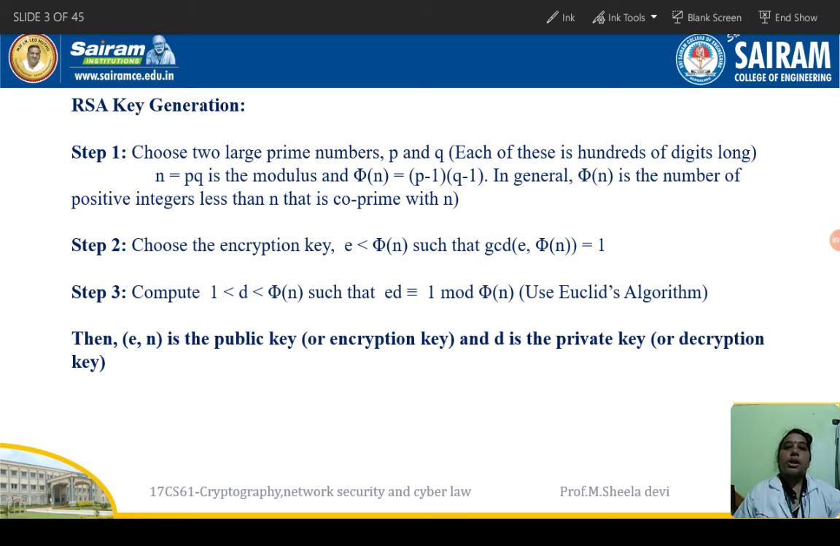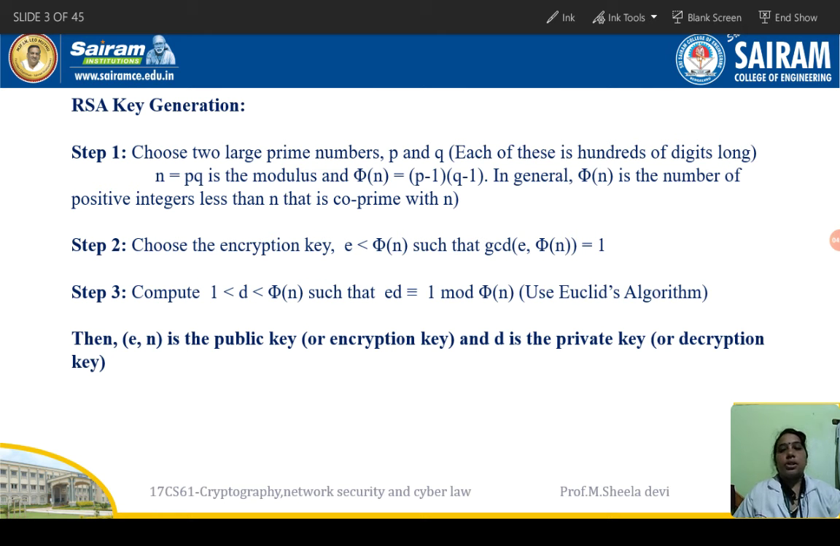Then the third step is to compute D. We have to now select another value called D. The condition is that D should be greater than 1 and less than phi of N. And one more condition is E into D is equal to 1 mod phi of N. What is the meaning of this? If you multiply D with E and divide by phi of N, the remainder should be 1. That is the second condition.